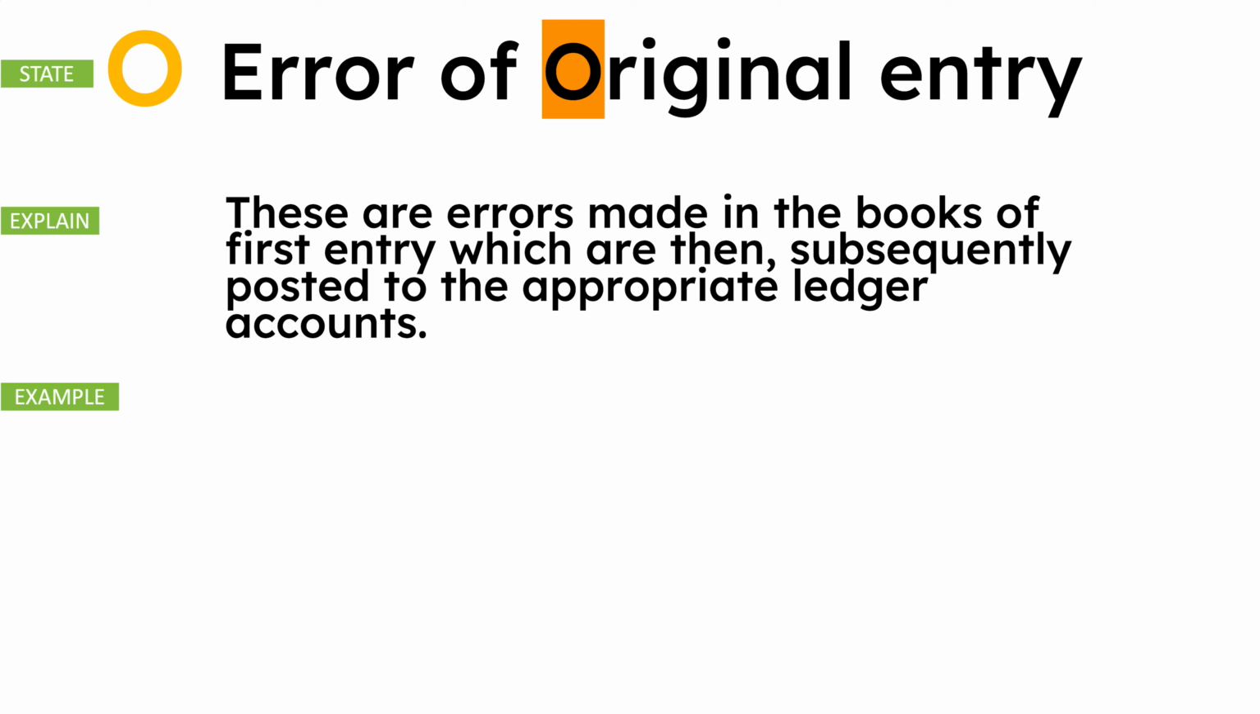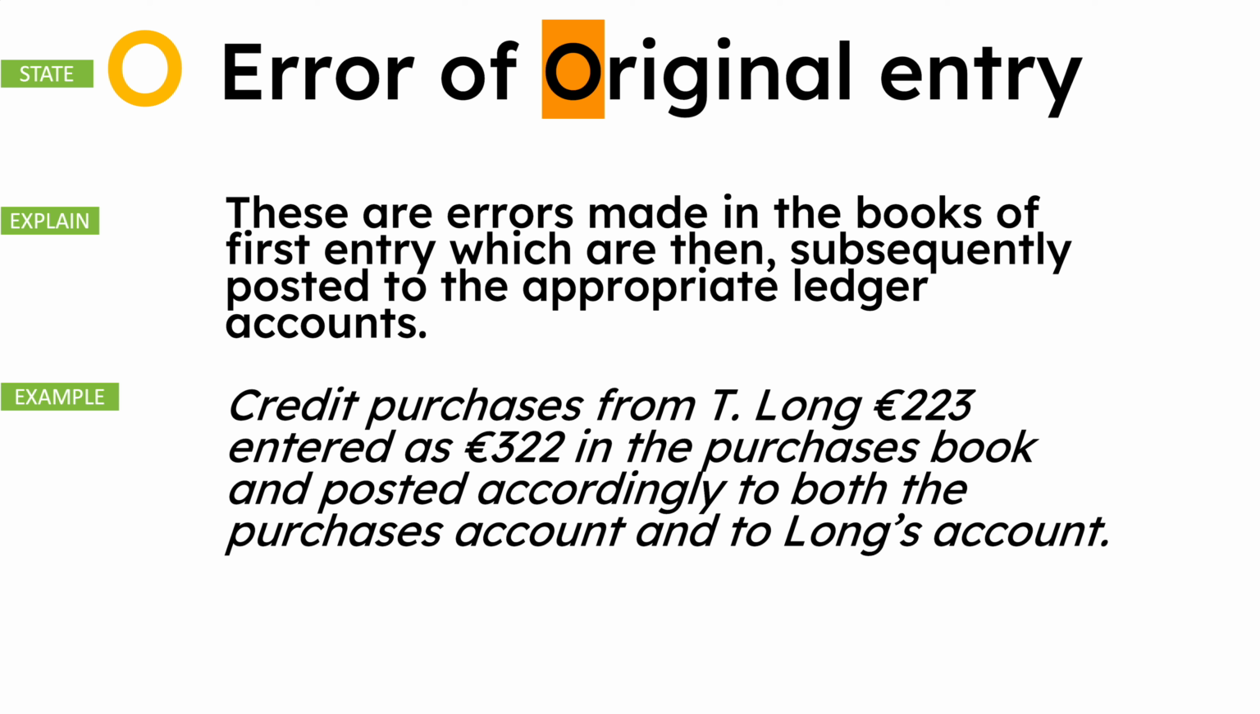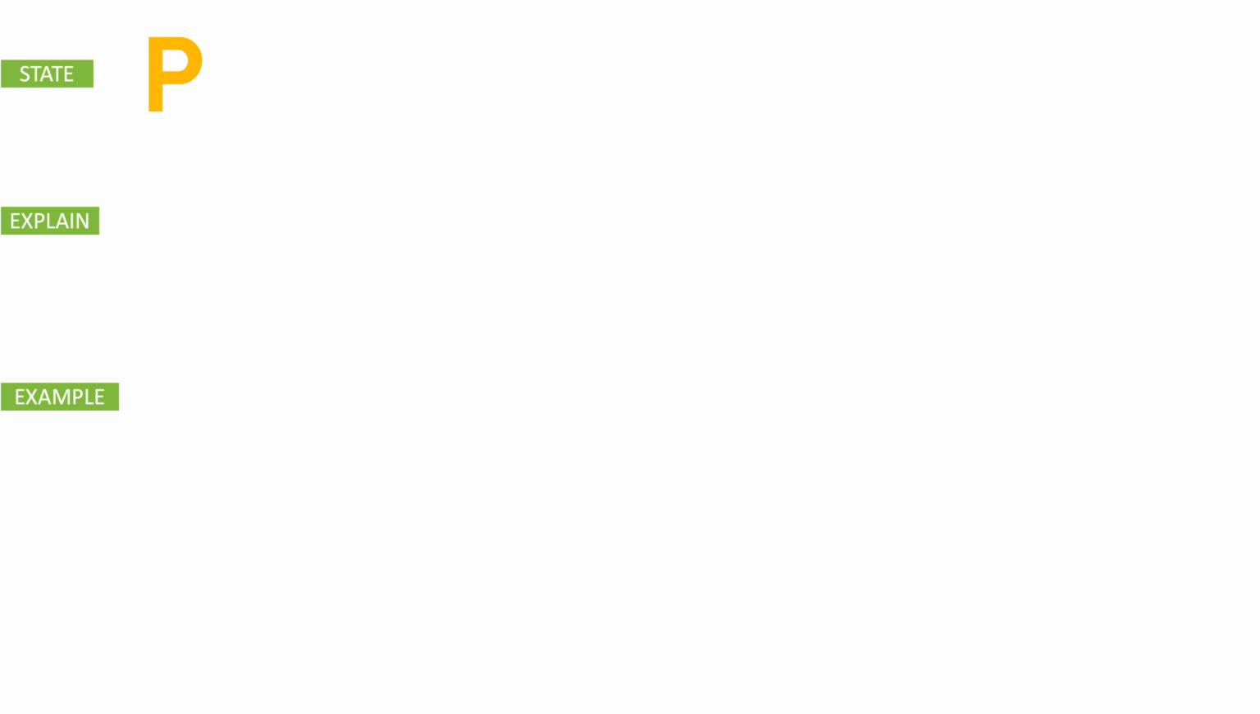So these are errors made in the books of first entry, which are then subsequently posted to the appropriate ledger accounts. So credit purchases from T Long 223 entered as 322 in the purchases book and posted accordingly to both the purchases account and to Long's account.